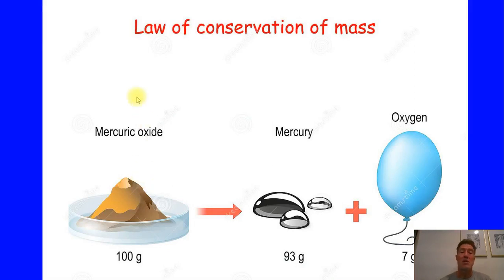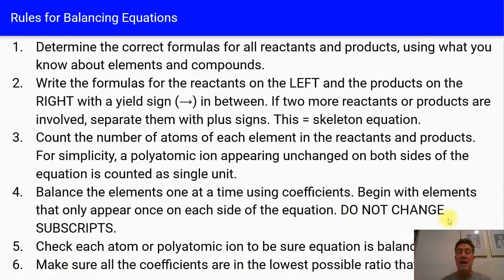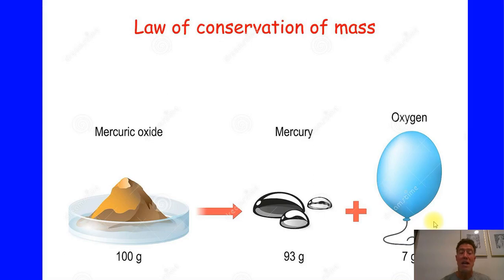So here's an illustration of the law of conservation of mass. If you took 100 grams of mercuric oxide and you decomposed it, you would get 93 grams of mercury. You would get 7 grams of oxygen, and together they would equal your starting mass. So again, whatever you start with, you have to end with, even if it's rearranged. So the mass will be conserved. Therefore, every atom is conserved.